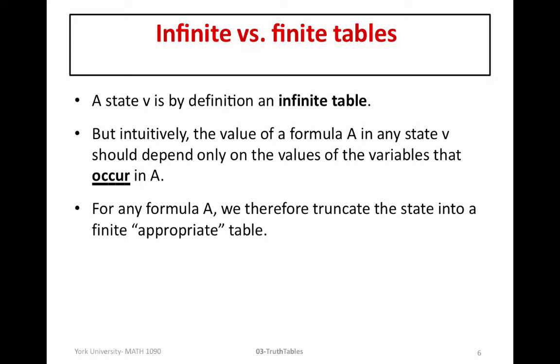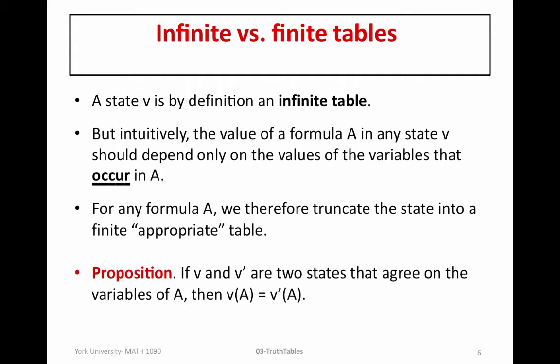So what we do is truncate the state into a finite appropriate table. And it can actually be proven that if two states agree on the variables of A, then the values of A in them are equal. So it's enough to consider this smaller finite table based only on the variables that occur within A, because for the variables that don't occur in A, their different truth values do not impact the truth value of the well-formed formula. Much like the truth values for top and bottom are the same no matter what state we're talking about, so we also don't have to consider those.